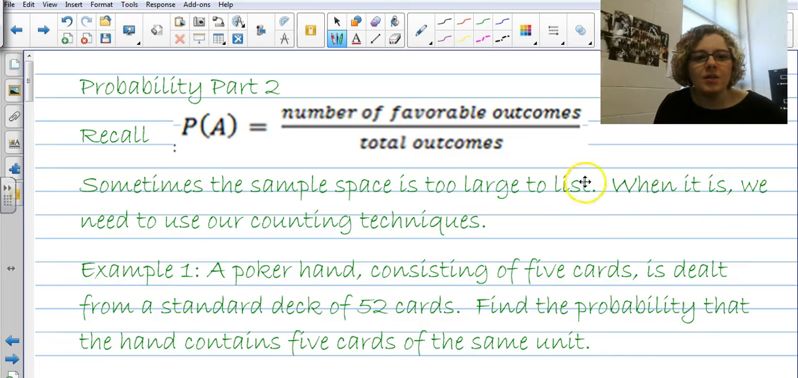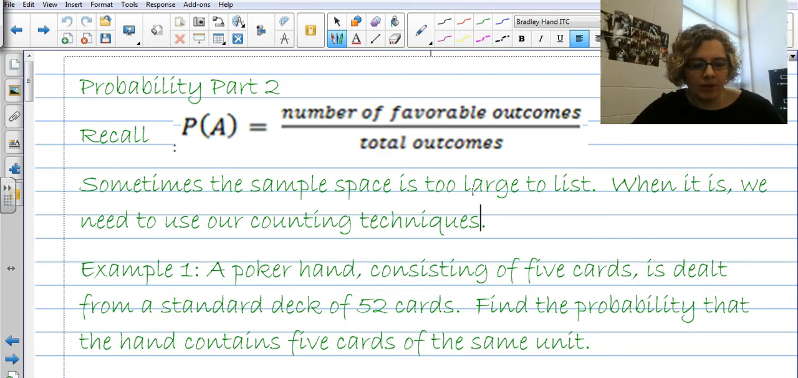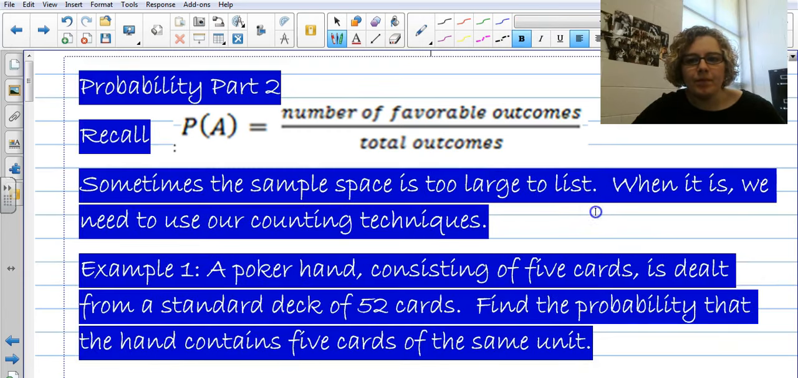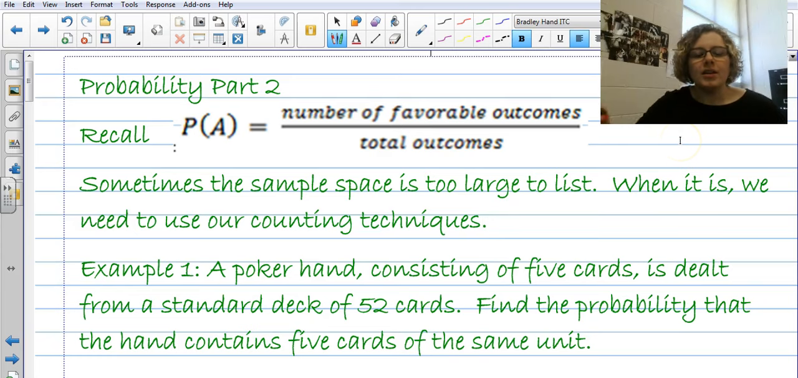Okay, today's title is Probability Part 2. I want you to recall that the probability of event A equals the number of favorable outcomes over the total outcomes. Make this bold for you. There. All right, so sometimes the sample space is too large to list. When it is, we need to use our counting techniques.